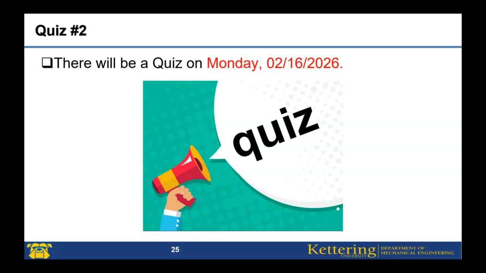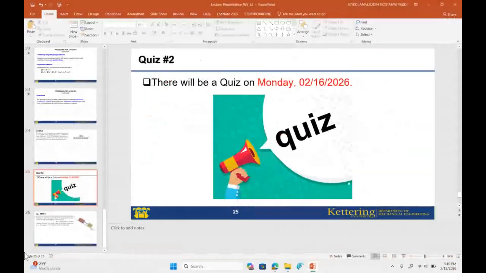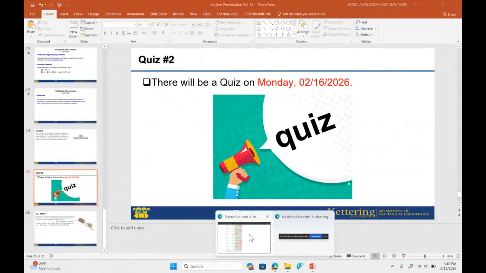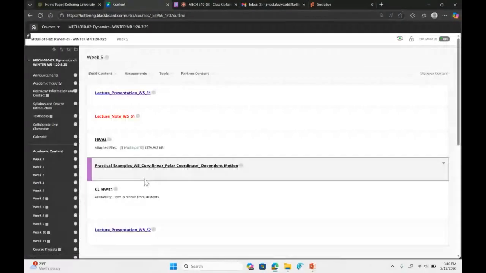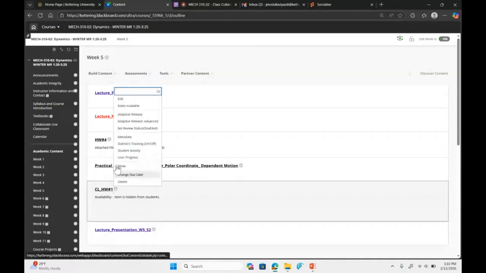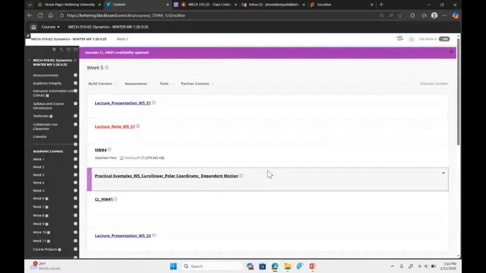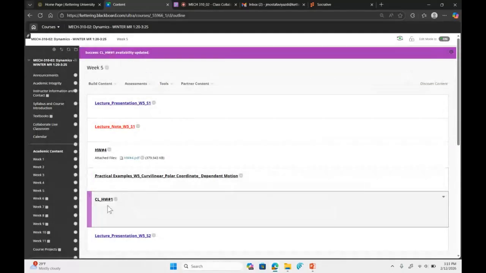Please draw the free body diagram for both blocks separately, as I mentioned, and upload it in Blackboard. I made this available here. You can see in week 5, uploaded as in-class homework 1.